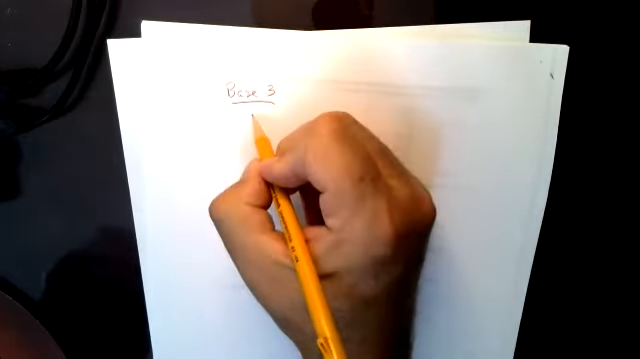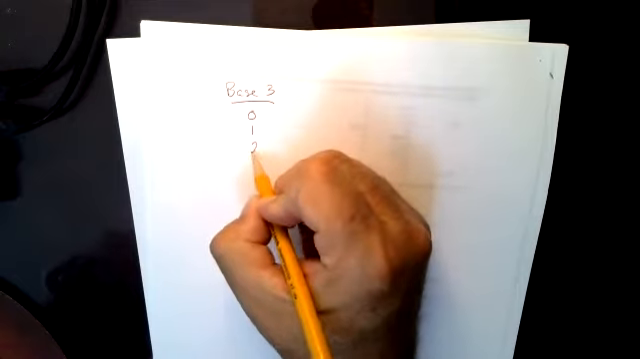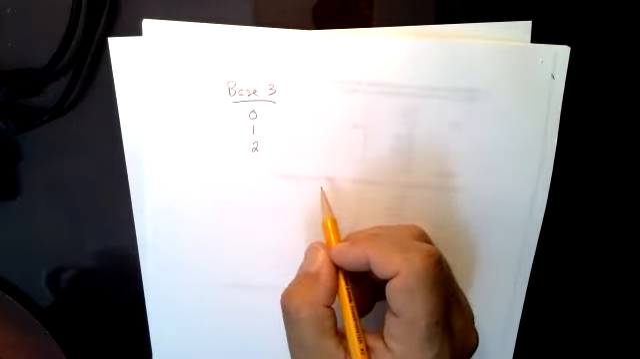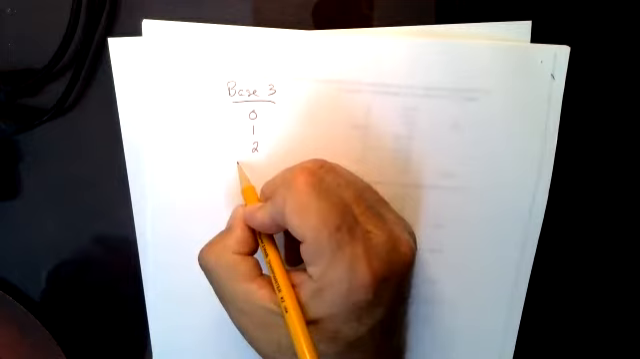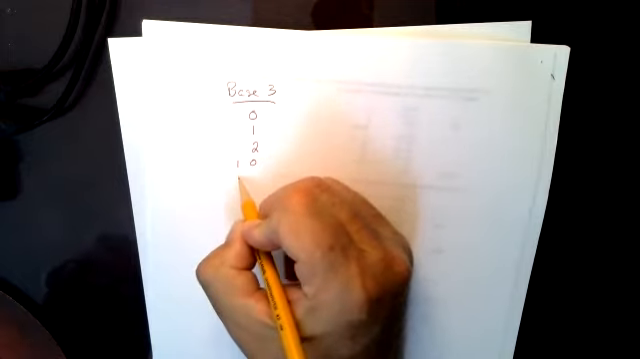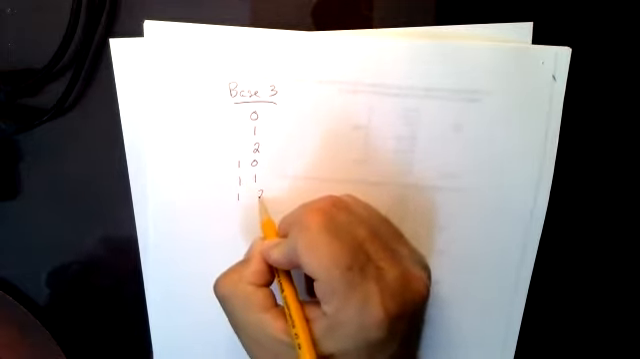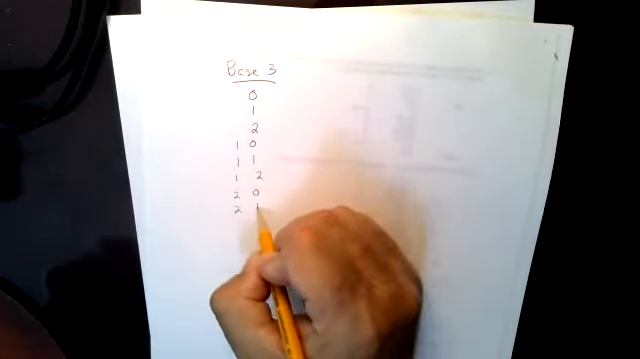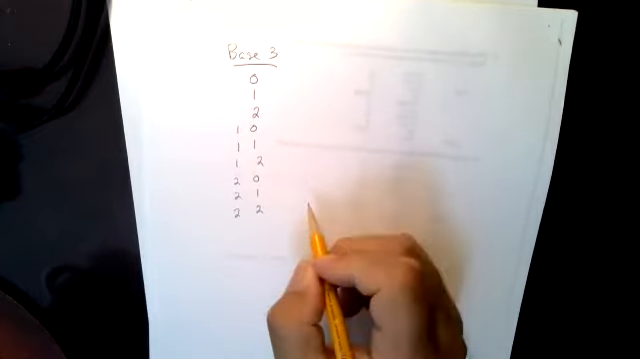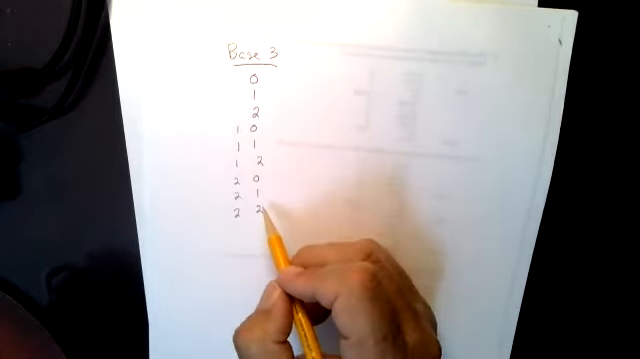I would have something that looks like 0, 1, 2, and then I'm stuck. I can't go anymore. My next number, 10, 11, 12. My next number, 20, 21, 22. I can't go any higher here. The next number, 100.